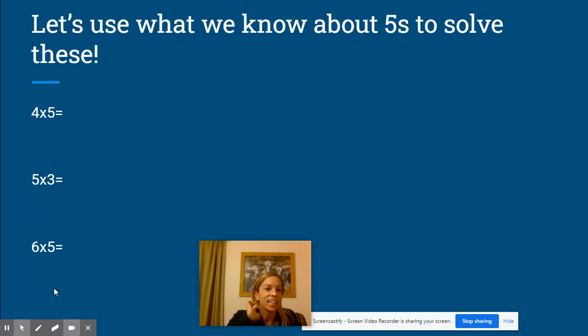So let's get started. So 4 times 5, what I'm going to do for this one, I really like skip counting by fives. And because there's a 5 in it, I know I can do that. And I am going to skip count by 5 4 times because that's my other factor. 5, 10, 15, 20. There is my answer. 4 times 5 equals 20. Let's do the next one.